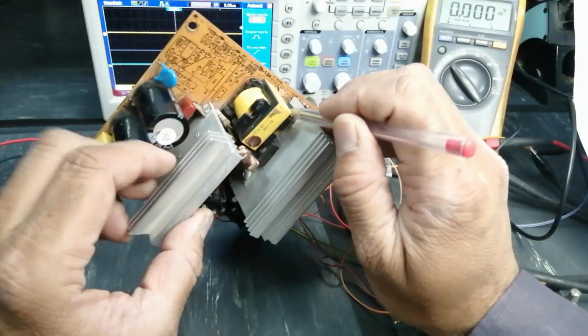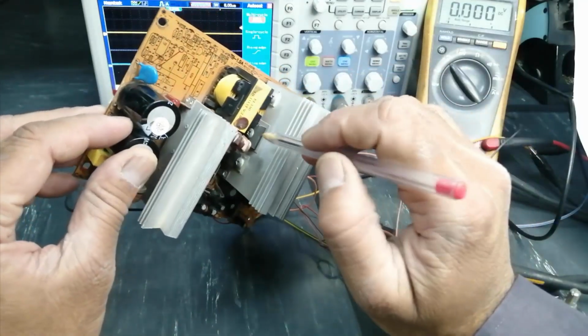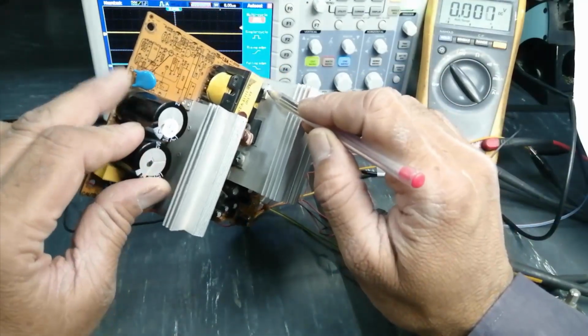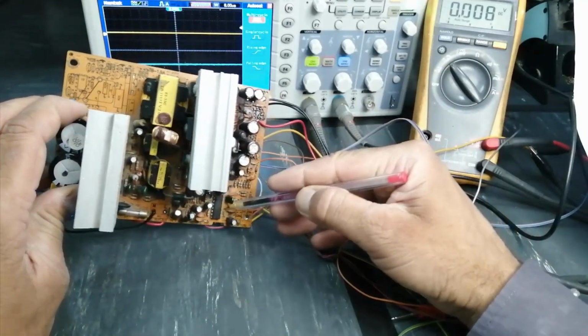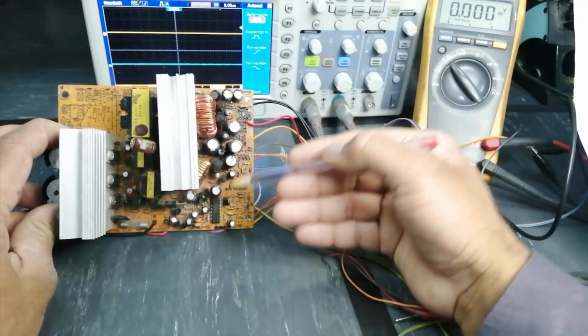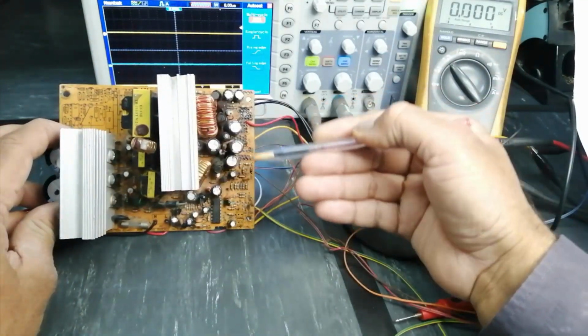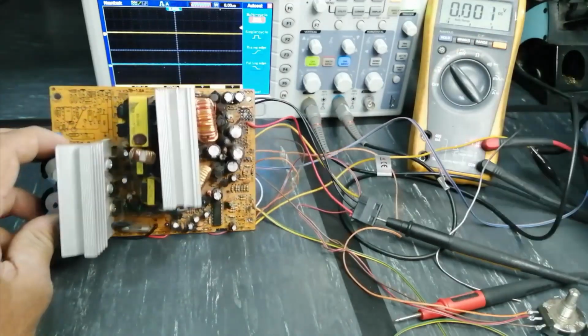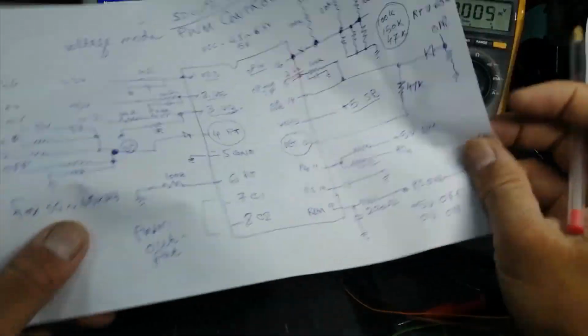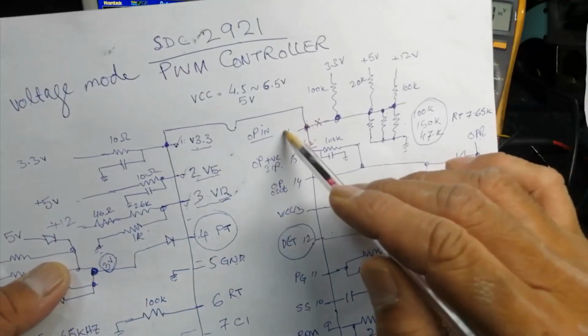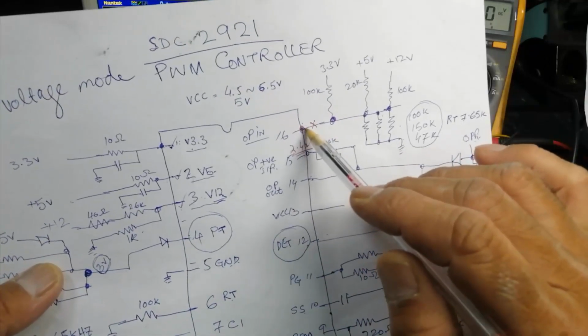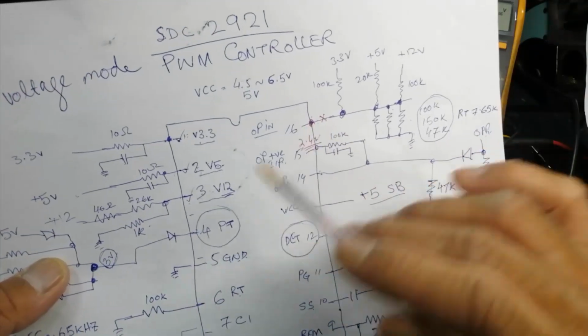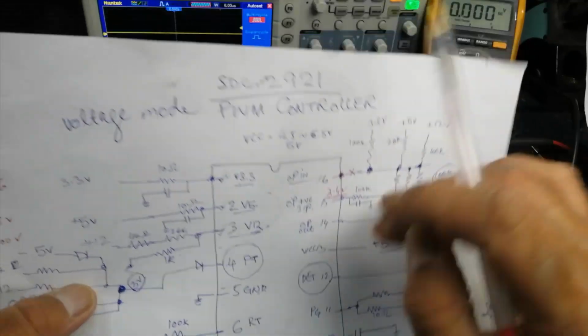Maybe this rectifier is short, maybe any component is short circuit. What will happen? This supply will turn on and it will stop immediately. Why? It's a closed loop circuit, it's a fault detection circuit. This circuit will not allow it to turn on.